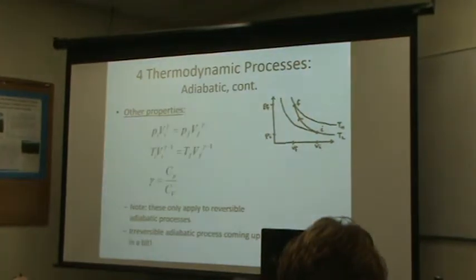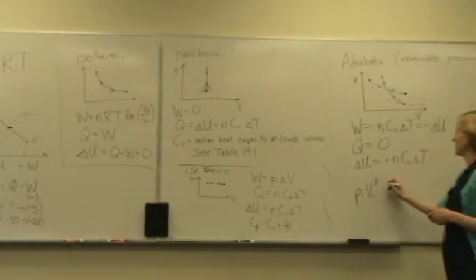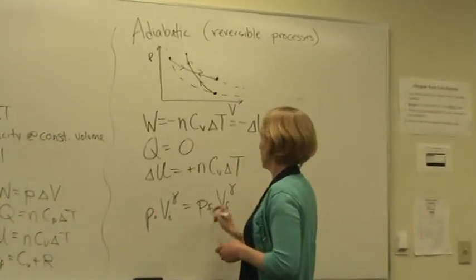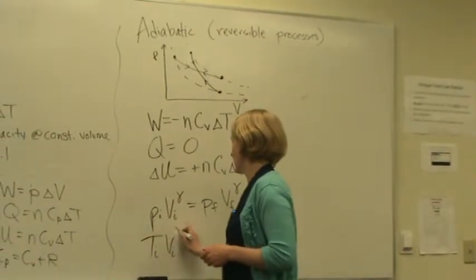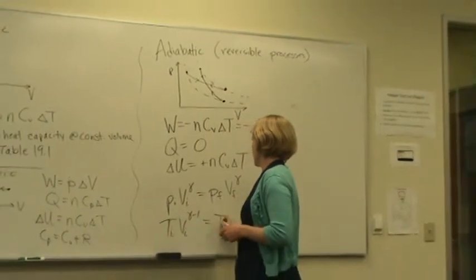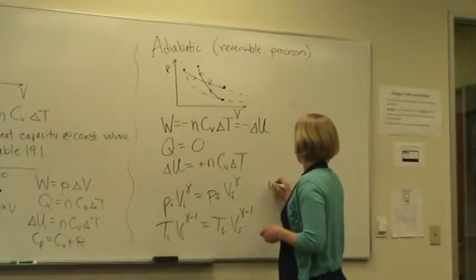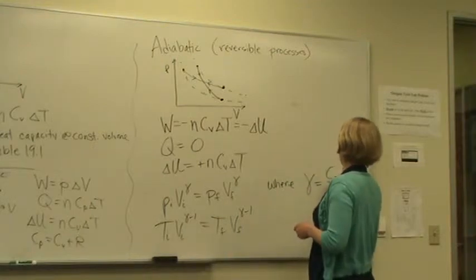PiVi to the gamma, so that gamma term is in the exponent of the volume term only, equals PfVf to the gamma, and Ti to the gamma minus 1 is Tf to the gamma minus 1, where gamma is CP over CV.